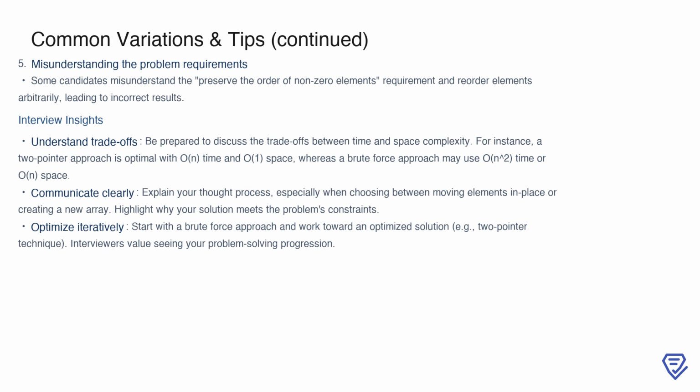To excel in interviews, it's important to understand trade-offs. For example, a two-pointer solution offers O(n) time and O(1) space complexity, making it optimal, while other methods like a brute force approach may use O(n squared) time or require additional space. Clear communication is also key. Explain each step of your thought process, especially when deciding between modifying the array in place or using auxiliary storage. Make sure to justify how your solution satisfies the problem constraints.